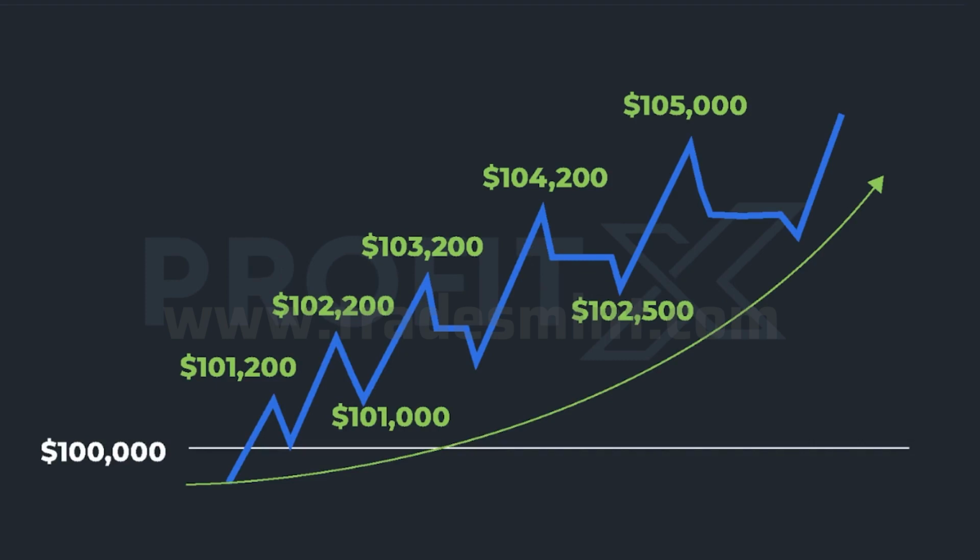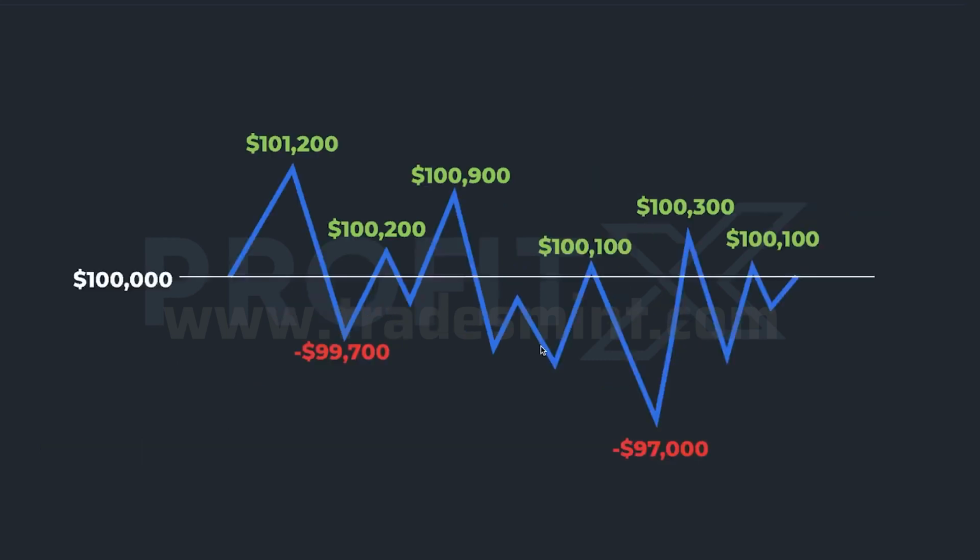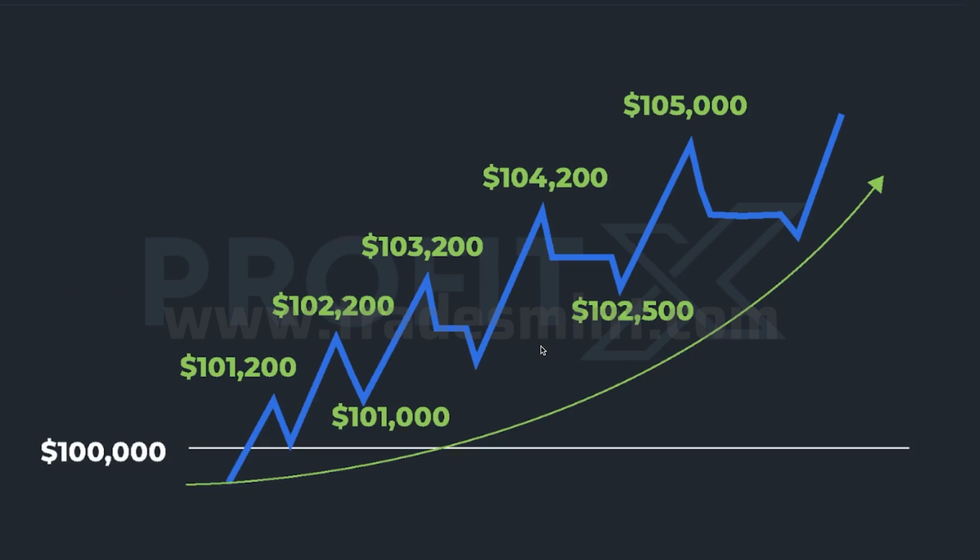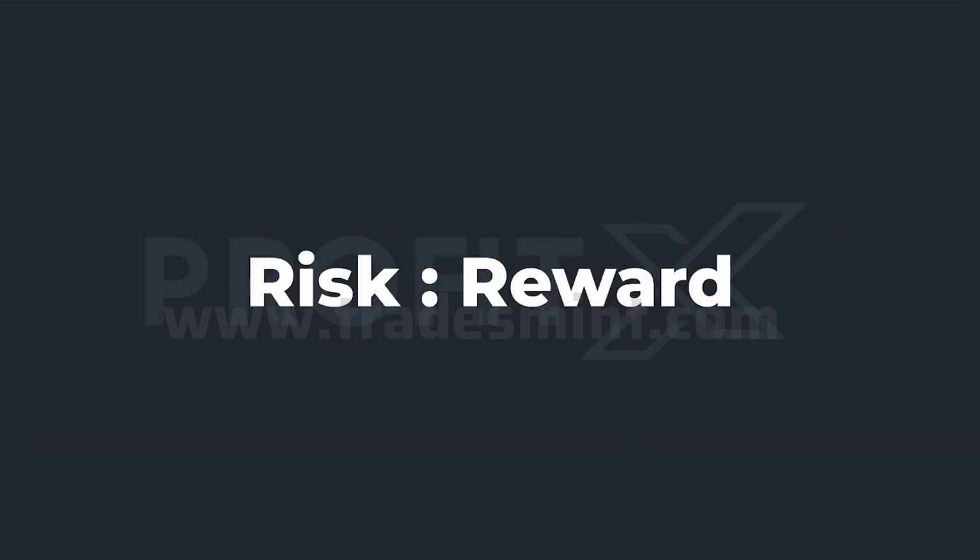So how do we achieve this consistently rising equity curve? If you want to pass a funded challenge, you have to have this type of equity curve. If you want to go from phase 1 to phase 2 to funded and consistently profit on that funded account, you have to have an equity curve that looks more like this and not like this. So how do we achieve this? Let's talk about risk to reward first.